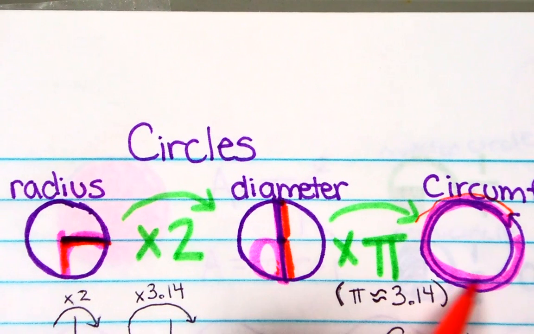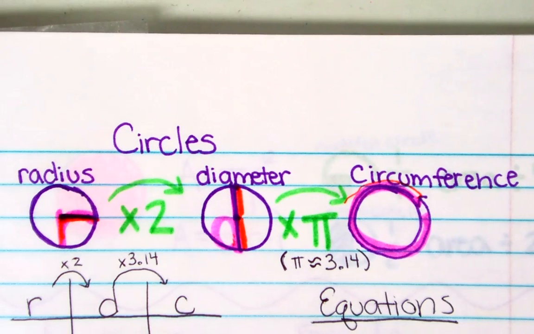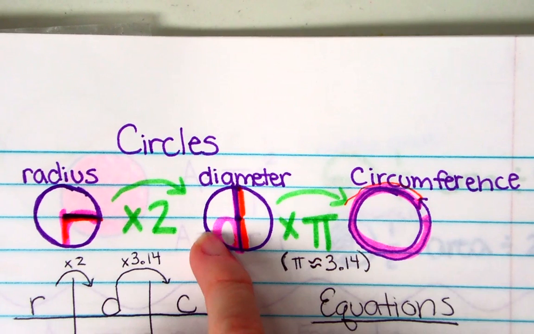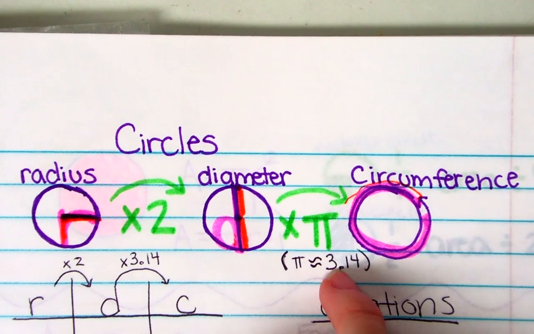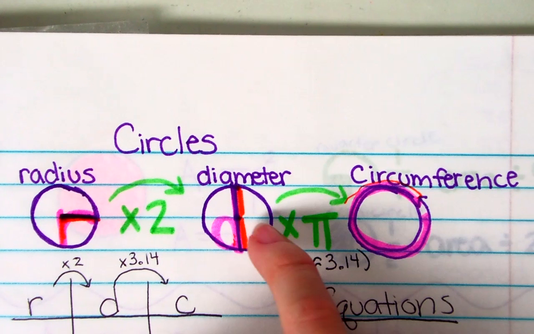And then circumference, you can draw a C around the circle. Circumference is basically the perimeter of the circle. Circles think they're so special, they get a special word for their perimeter called the circumference. Okay? A way to remember this relationship: the radius times 2 will always give you the diameter. The diameter times pi, which we're going to use 3.14 this year, will give you the circumference.